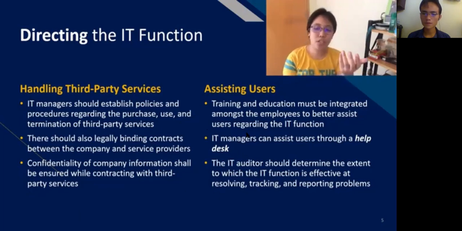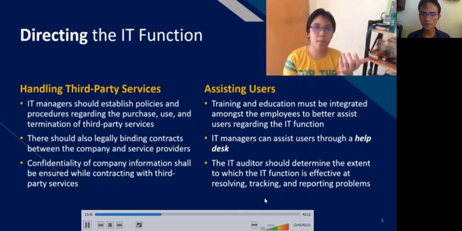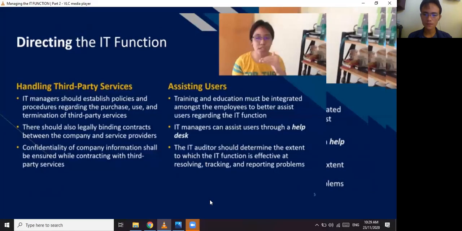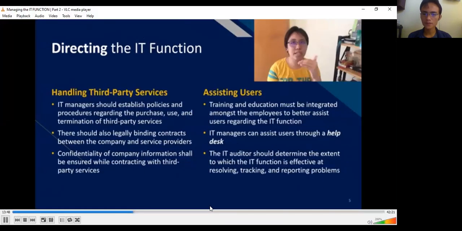So of course, the IT auditor must make sure that these employees and the IT manager are doing their tasks right in assisting users. They would monitor how each concern is resolved, how the tracking process is done as to how the concern is forwarded within the organization, and also in reporting problems.